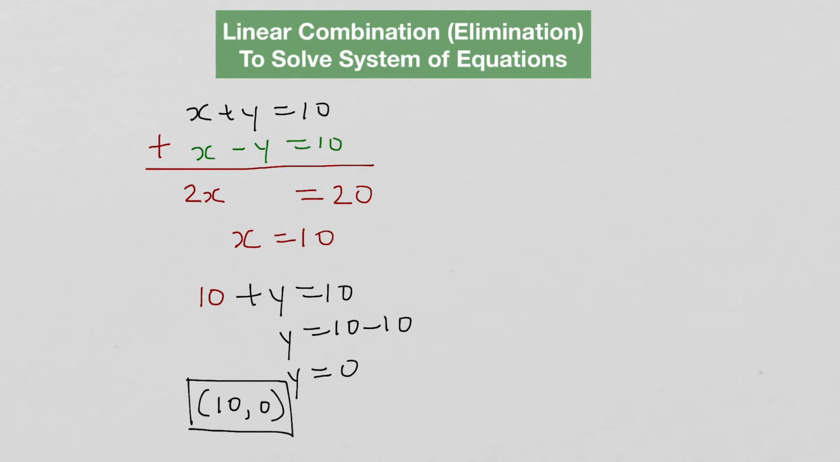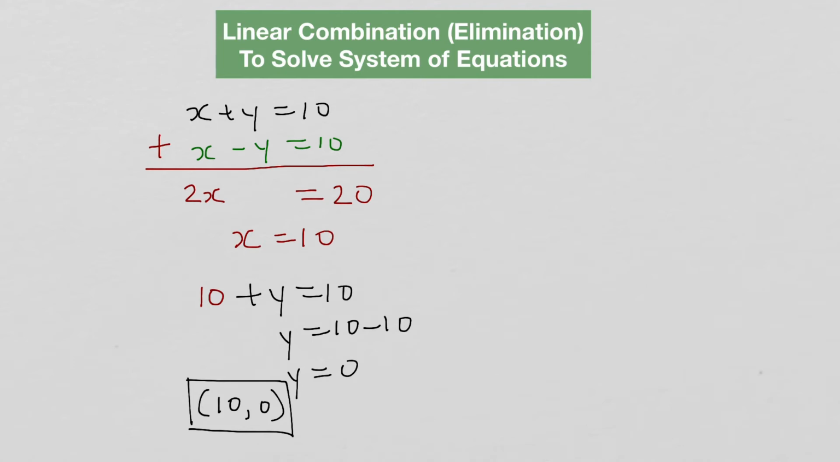So let's test it in the second equation. We're going to substitute this 10 for x, and we're going to substitute the 0 for y. And the question is, does 10 minus 0 equal 10? The answer is yes, so we know that this answer is valid. So what this tells us is that (10, 0) is the value of x and y, or the ordered pair that satisfies both this equation and this equation.